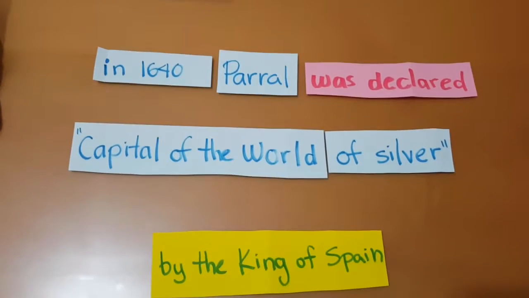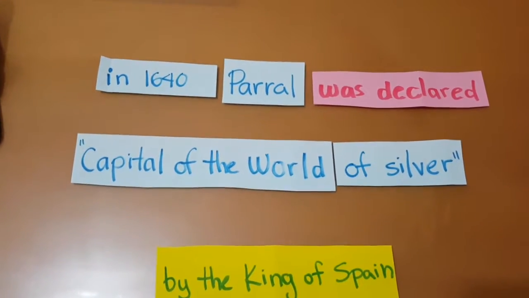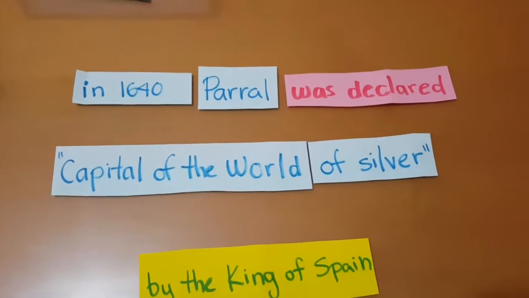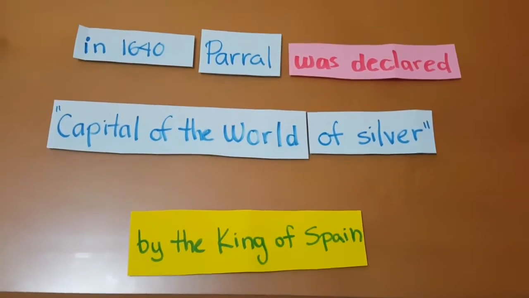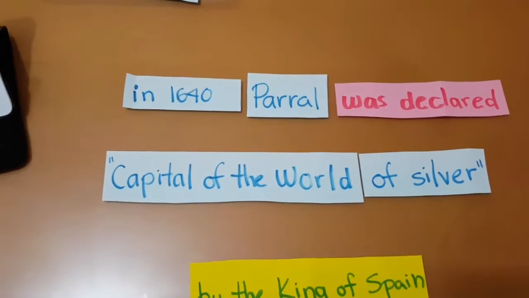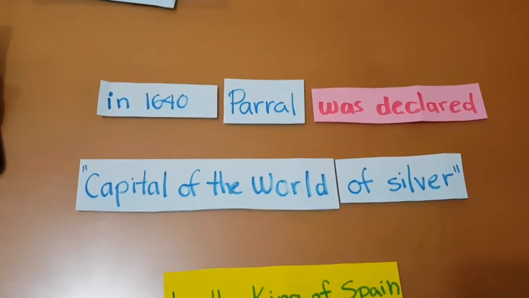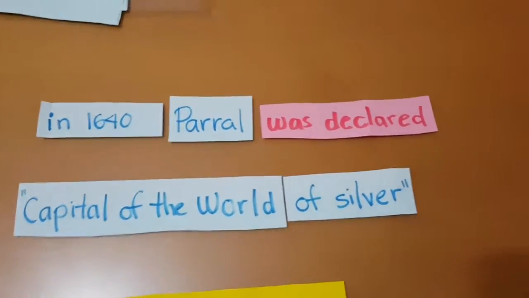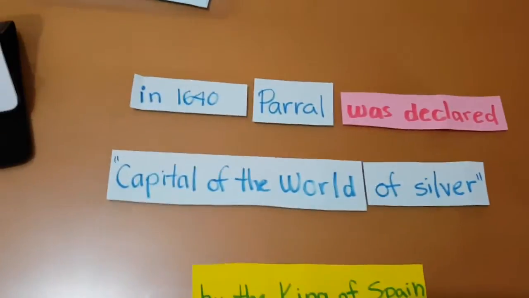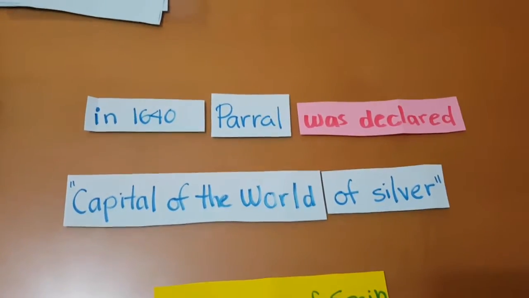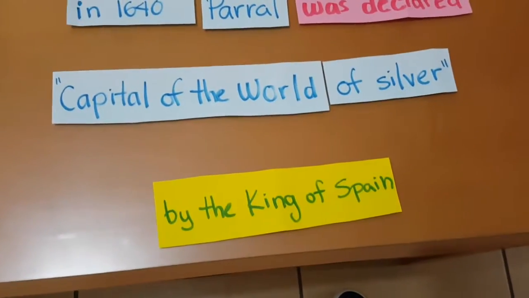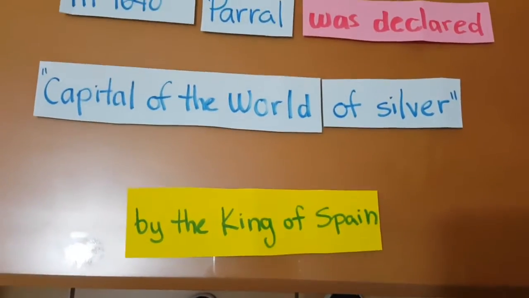Another example I use in my paper is the phrase, in 1640, Parral was declared capital of the world of silver by the King of Spain. In 1640 is the time, Parral is the object or the place, was declared is the verb, capital of the world of silver is part of the object, and who did the action? The King of Spain.